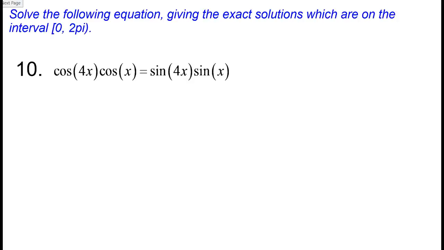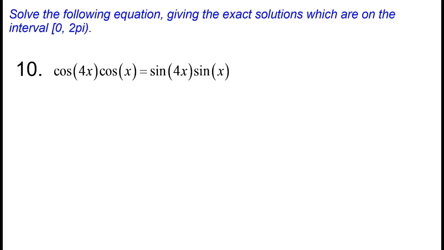Example 10, here we go. Cosine 4x times cosine x equals sine 4x times sine x. I'm not going to lie, folks, this one is really tricky, and the strategy for solving this one is one that you can find in the textbook. And for you to do this one without watching this video first or without looking at the textbook, that would be pretty tricky.